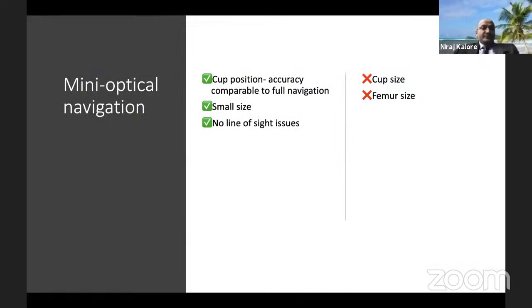The benefits of this, that even though this is smaller and doesn't have the line of sight issues, it still gives accuracy for cup position that's comparable to the full scale navigation, which is a really important thing. This, however, does not give you any feedback on component sizes. And that's in general too for all navigation. They truly don't give sizes other than if you are using fluoroscopic navigation.